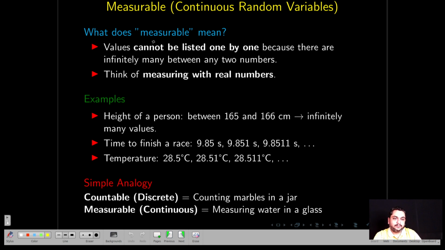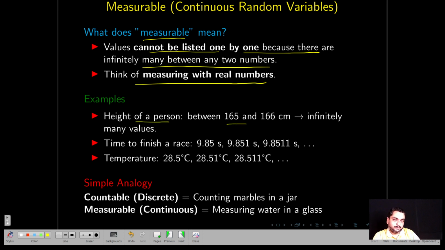So how will you identify what measurable means? The values cannot be listed one by one because there are infinitely many values between any two numbers. Think of measuring with real numbers. For example, height of a person. See, between 165 and 166 centimeter, infinitely many values exist. Similarly, to finish a race, it can be 9.85 second, 9.851 second, 9.8511, and it goes on till infinity. Right? So that's why it's a continuous random variable. Temperature.